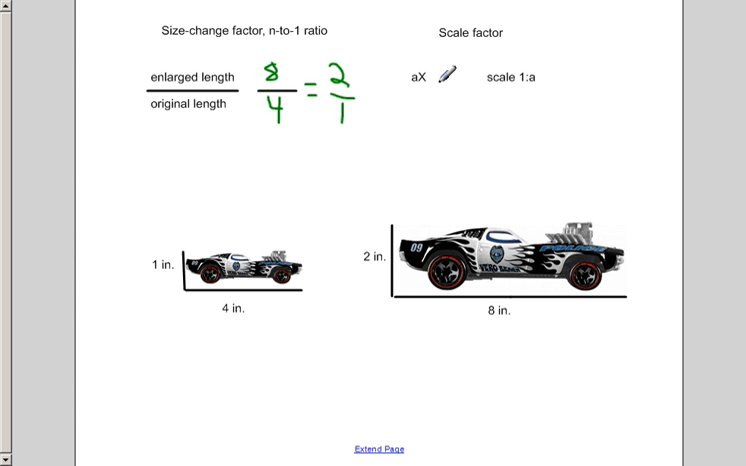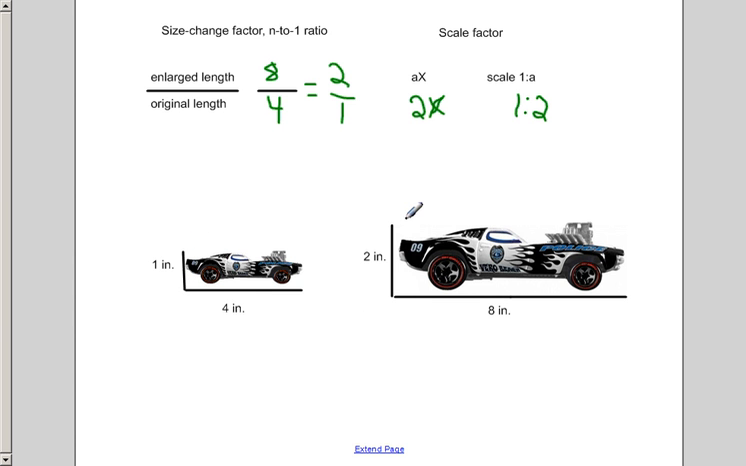And it can be represented multiple ways. We could also say, if we're looking at our scale factor, this would be a factor of 2, and then we put an x there, meaning 2 times. It's 2 times the original object. And then the scale would be 1 to 2, because for every inch on this car, there are 2 inches on this car.